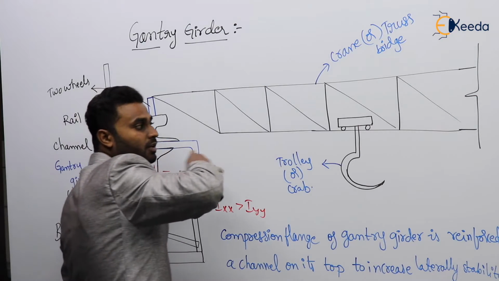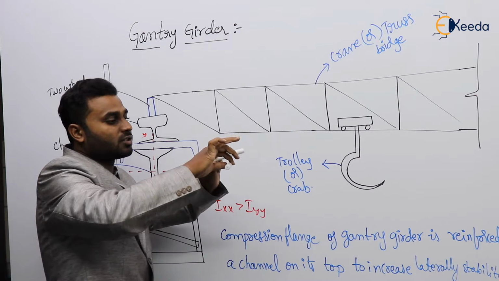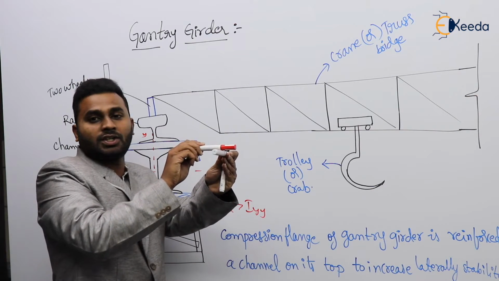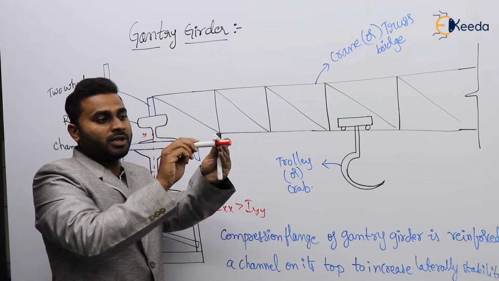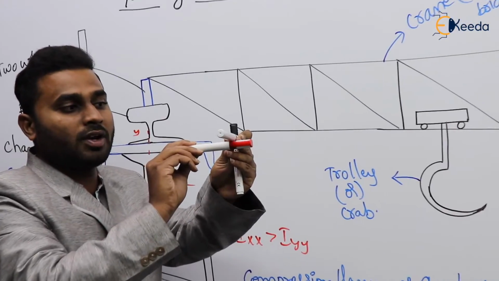It means the trolley will move in this direction. See here, the trolley will move in this direction and the truss will move. So the truss will move in this direction and the trolley will move in this direction.